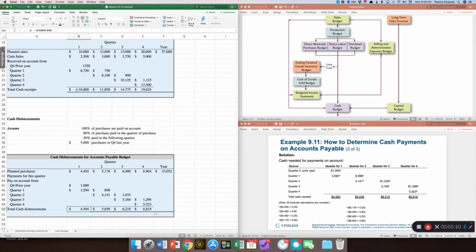Now, we see we're getting $10,000 cash in, and we are paying $4,500, $4,600 on accounts payable. But remember, that's not the only cash that we are spending. We will get to the remainder of the cash budget in the next video.